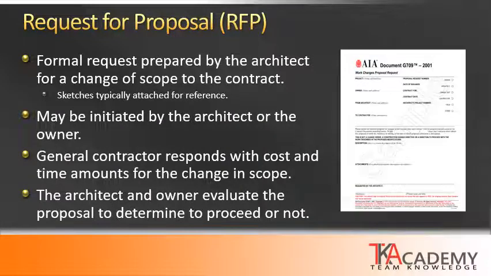During construction, the architect may prepare a request for proposal, an RFP. This is a formal request for a change of scope to the contract. This could be either additive or subtractive, either adding to the scope of work or reducing the scope of work included. There is a standard document produced by AIA for this. It's document G709, and this document typically includes attachments which are drawings, sketches, sometimes specifications, product data sheets, anything that gives a contractor an indication of what that change of scope is going to be.